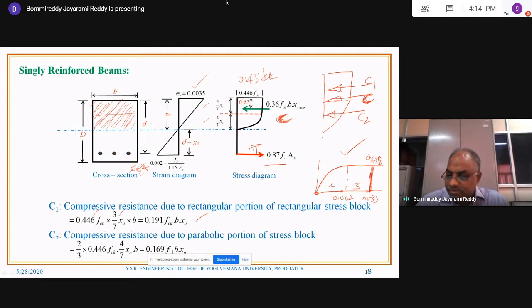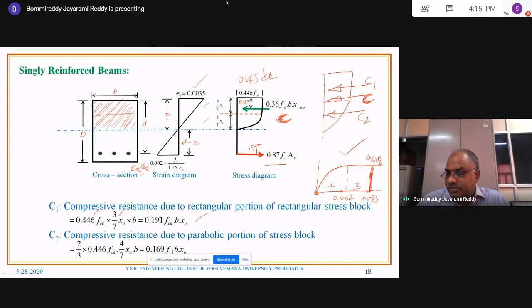Next, C2. Compressive resistance due to the parabolic portion of the stress block. And you know, this is the parabolic portion. The parabolic portion height is 4 by 7 XU. What is the width? Width is 0.45 FCK. What is the area of the parabola? The area of this parabola is 2/3 of base into height, multiplied by the entire width, multiplied by B. It is 0.169 FCK B into XU.